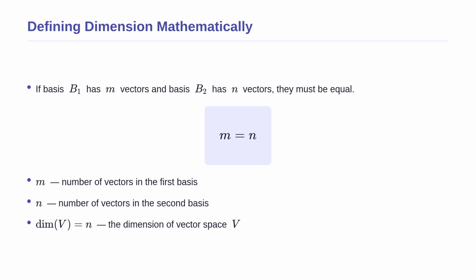Conceptually, this simple equation represents the profound truth that the size of a basis is locked to the space it describes. If we have one basis with m vectors and another completely different basis with n vectors, this formula states that m must equal n. Here, m is the number of vectors in the first basis and n is the number of vectors in the second basis. Because these two counts must be exactly equal, we can define this unique, unchangeable number as the dimension of the space, written mathematically as dim V equals n. If the dimension increases, the space becomes more complex, requiring more fundamental directions to navigate it.